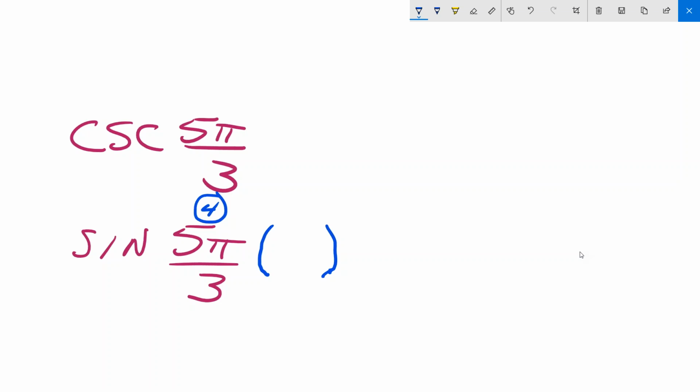No. 2 pi is bigger than 5 pi over 3. 2 pi is 6 pi over 3, right? So it's 2 pi minus 5 pi over 3. 2 pi, that's the equation we're using, minus 5 pi over 3. How do you do that? You got to be able to do these on your own.